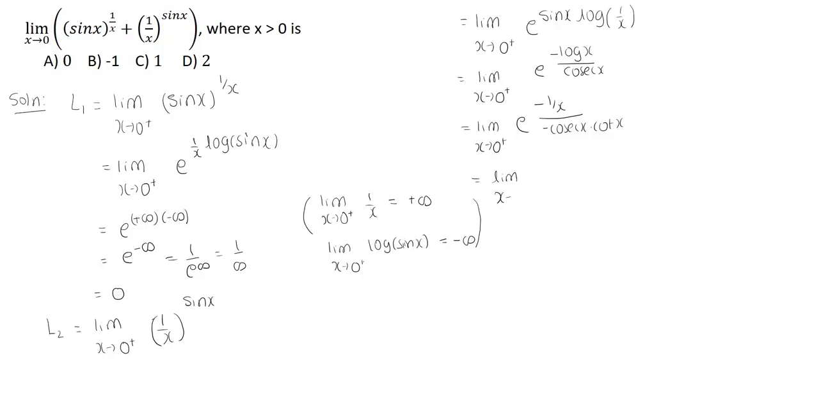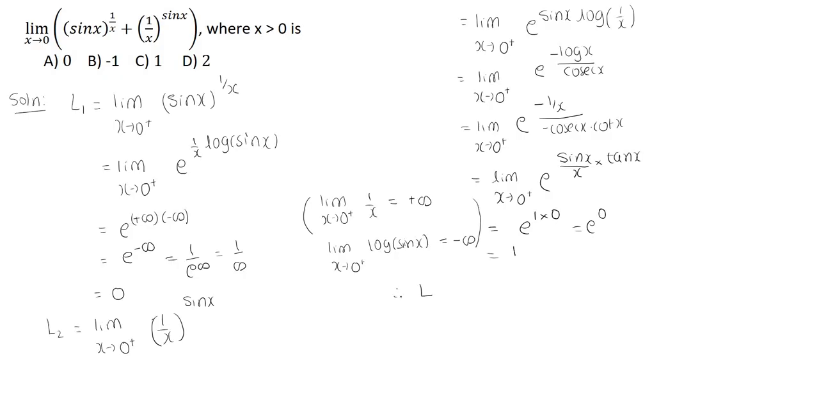If you rearrange, limit x tends to 0 plus e raised to, minus and minus gets cancelled, 1 upon cosec x is sin x, and x into 1 upon cot x can be written as tan x. Applying the limit, sin x upon x is 1, and the limit of tan x as x tends to 0 is 0. That means it is e raised to 0, and e raised to 0 is equal to 1.